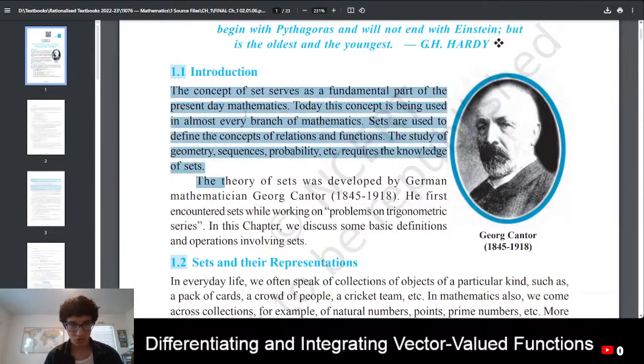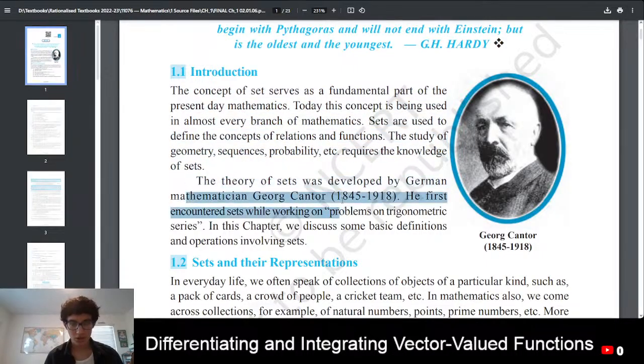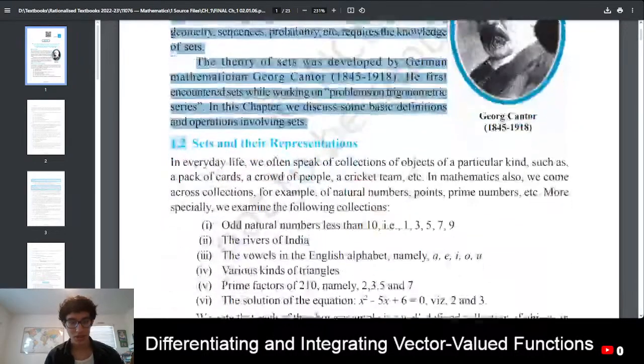So this is just saying that it's important, but it doesn't really matter. This is some more historical stuff. It was developed by German mathematician George Cantor. Not sure how to say that. He first encountered sets while working on problems of trigonometric series, and then in this chapter they're going to discuss some basic definitions. So there's nothing super important here. It's just kind of introducing you to what sets are and how they're used.